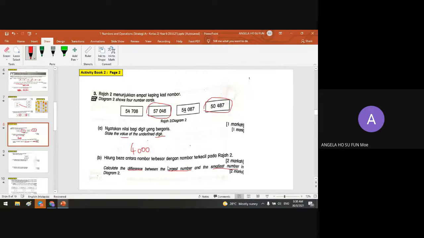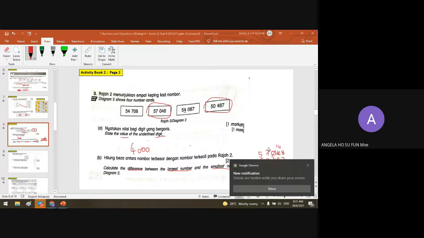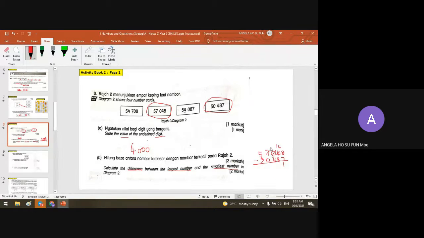So you know already this is the largest, this is the smallest. The word difference here means minus. So how do you do it? 57,048 minus 50,487. So 8 minus 7 is 1. 4 minus 8, you cannot, so I regroup from here. This becomes 14, 14 minus 8 is 6. This is 9, 9 minus 4 is 5. And 6 minus 0 is 6. So the answer will be 6,561.